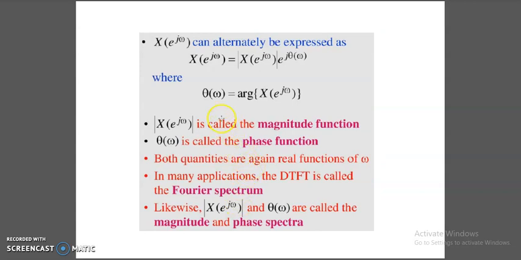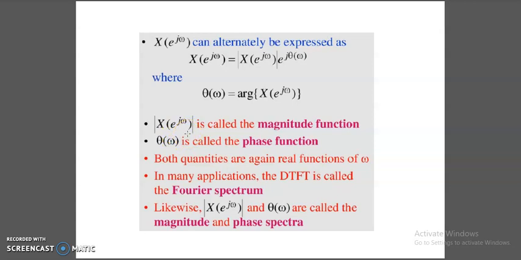We can say that X of e raised to j omega equal to modulus of X of e raised to j omega into e raised to j theta of omega, where theta of omega is the argument of X of e raised to j omega. Omega is the frequency, where modulus of X of e raised to j omega is called the magnitude function and theta of omega is called the phase function. Here both these quantities are real functions of omega.